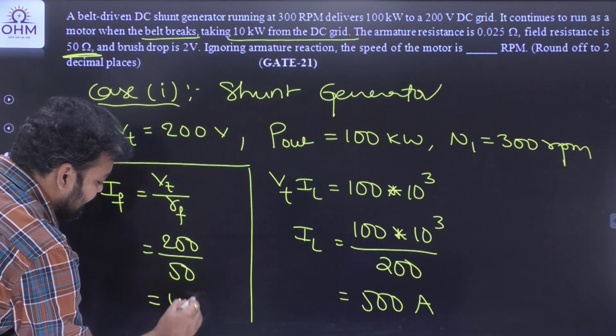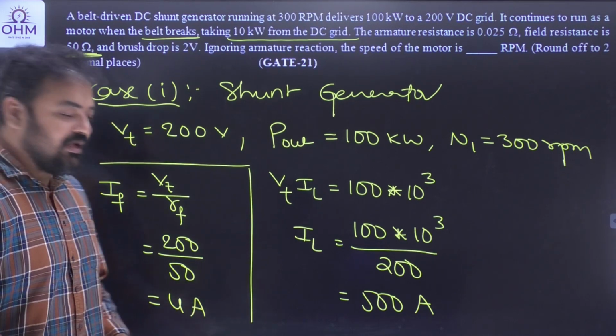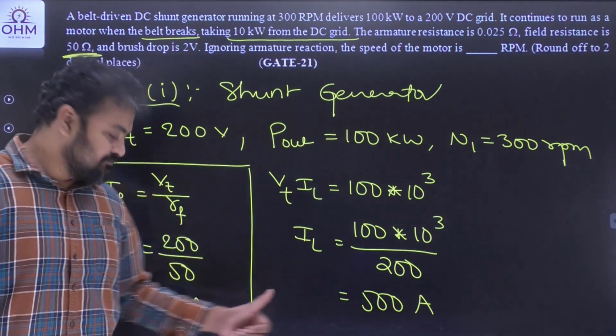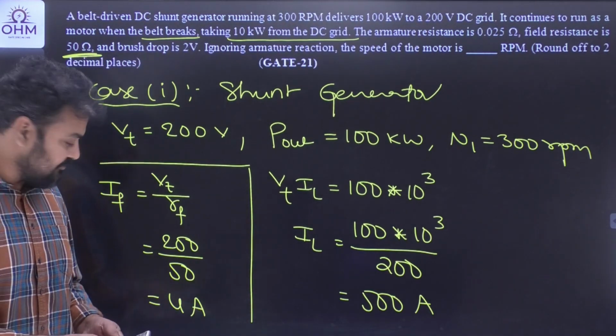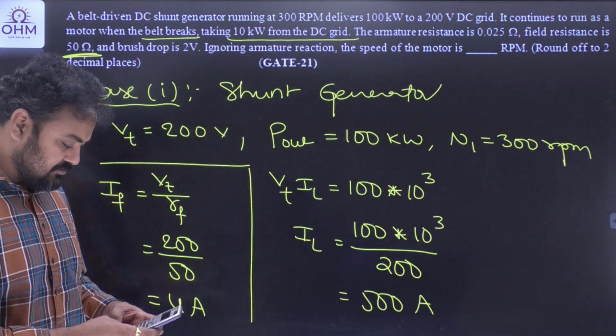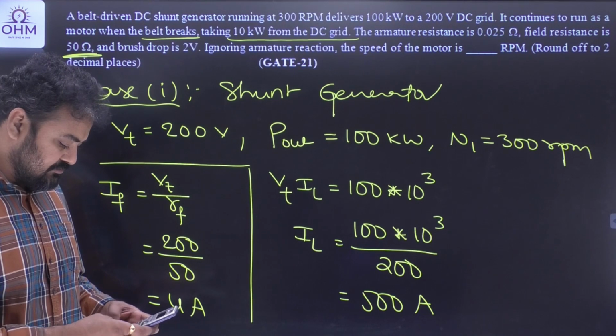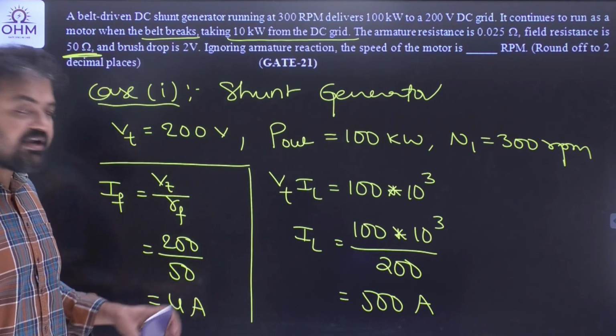Therefore, 4 ampere will go to the field circuit. Okay, line current is 500 ampere. Field current is 4 ampere. Let me check line current again. 10 power 3. Yes, field current is 4 ampere.